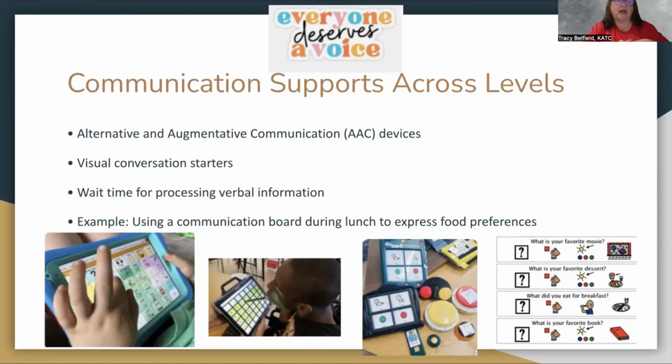Most of them, of course, are more high tech because those are the most robust ways. But you see the traditional iPad there in the first picture, where the student is using TD Snap or a similar program. Second picture, the student doesn't have motor control, so he uses a stylus in his mouth to communicate on that board. And then you see some mid-tech like Go Talks and single switch buttons, which again are great options. And then you see some other visual supports, like those conversation starters to help students.